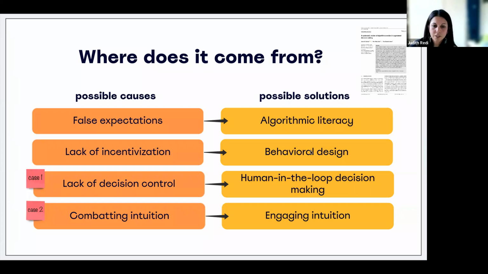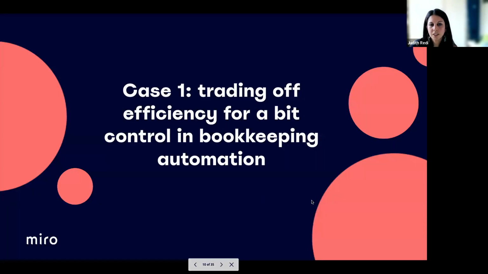All right, so let's dive into the first case. It's a tale of trading off some efficiency for a bit of control in bookkeeping automation. This is from my time at Exact. Exact is a company that is actually closer to you than to me because it's on the Delft campus. It is the market leader for bookkeeping and accounting software for small and medium enterprises in the Benelux. It builds all the software that helps especially small entrepreneurs keep their books in the right shape, so they can spend as little time as possible on bookkeeping and do more on business.